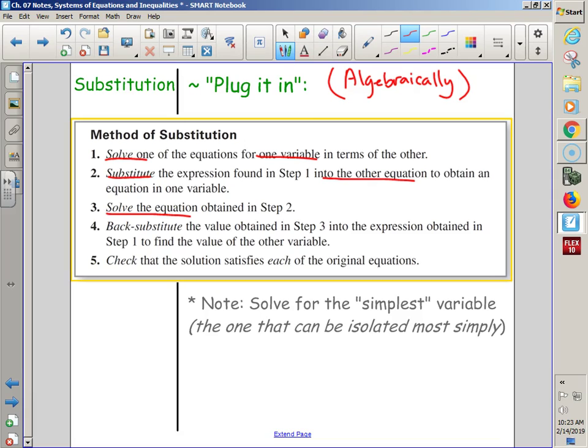Number 4, here's a new term we're going to be using quite a bit, back substitute. What that means is you already have one value. You've gotten x to be something, or you've gotten y to be something. Go back to what you had earlier. Use it to find the other variable. And number 5 is just saying check. And specifically, I'm going to say for extraneous.